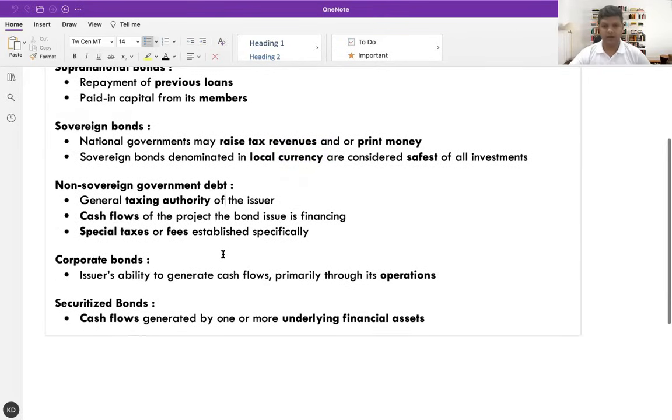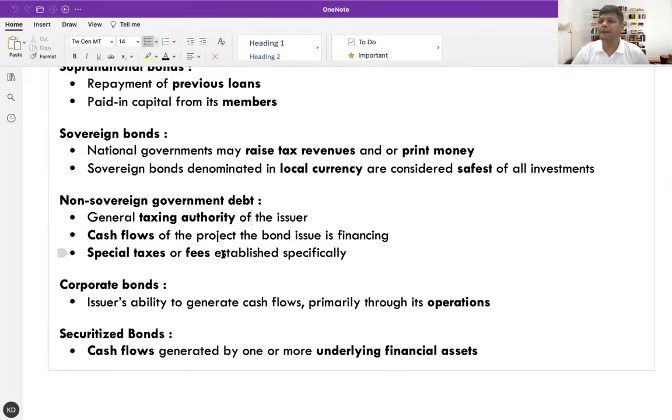Non-sovereign government debt, as I said, the National Highway Authority of India. How would they get money? By collecting taxes or tolls from the road, right? That's how they will get money and they will repay. Correct? For example, let's say a power utility company. How will it get money? When it charges you for the utility bills. That's how they get their cash flow. Some special taxes can be deployed on a particular project, right? That's how they get revenues and that's how they can pay you back.